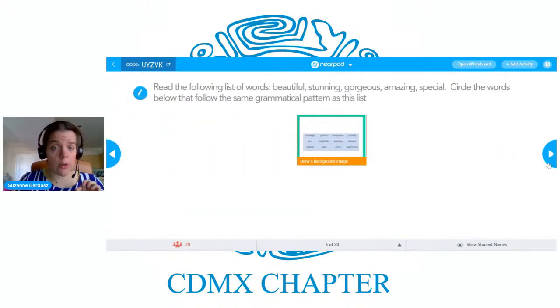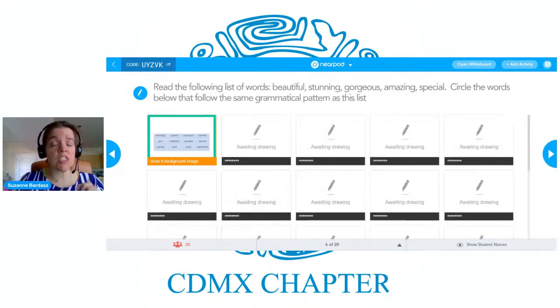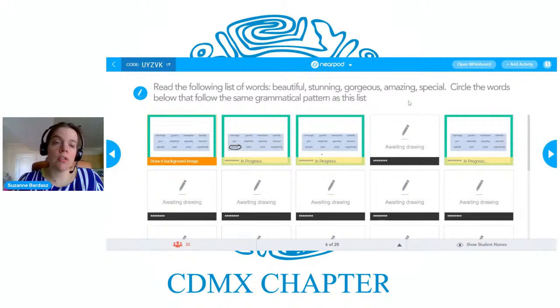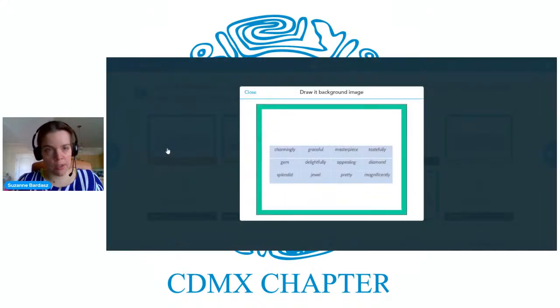Let's see, down here. Okay, let's do this one. Those of you who are participating, I move to the next slide. Again, just want to be conscious of time. Here we have a new set of words: beautiful, stunning, gorgeous, amazing, special. Circle the words that follow the same grammatical pattern as in this list. And again, those of you who are just watching, this is the list of words that they are seeing here.